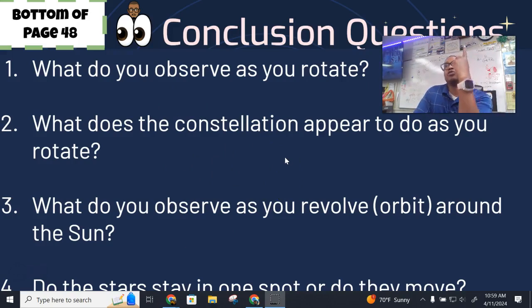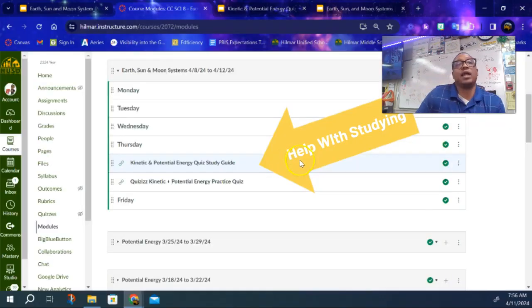So remember, I'm going to choose page 48, 49, or 50. One of those 3 pages you're going to turn in tomorrow. You have to scan and turn in. Okay, cool.